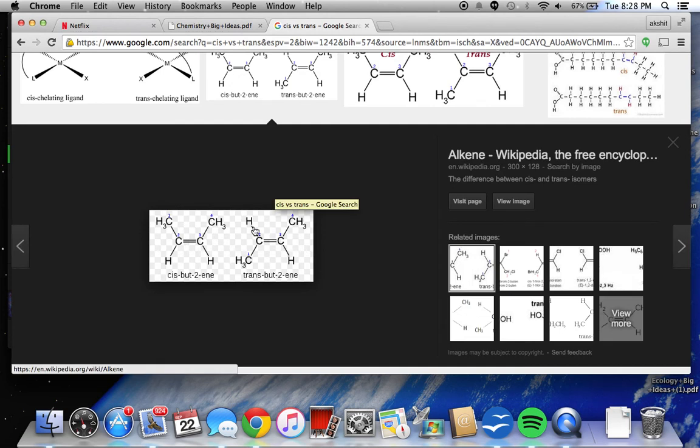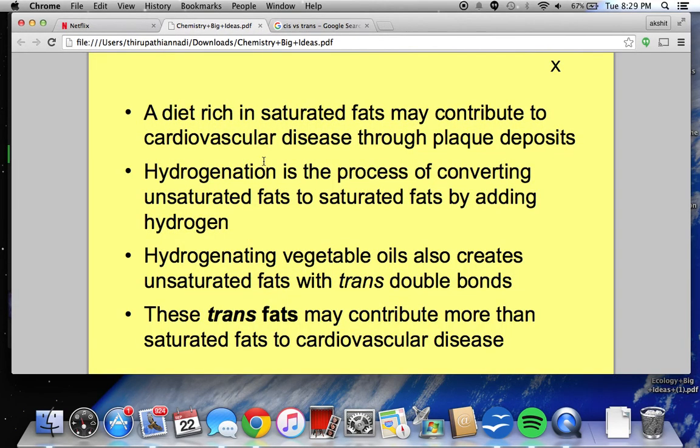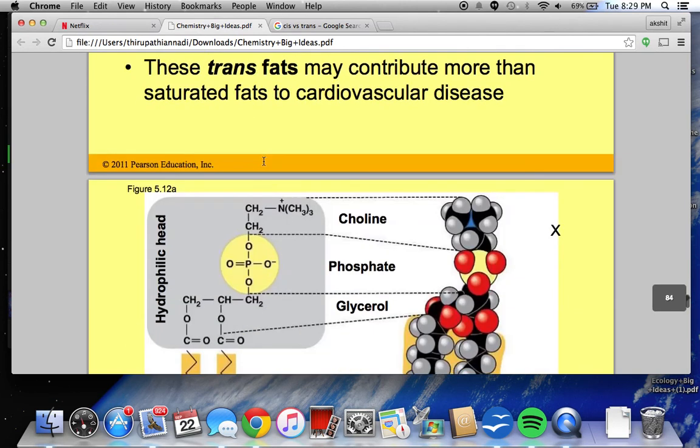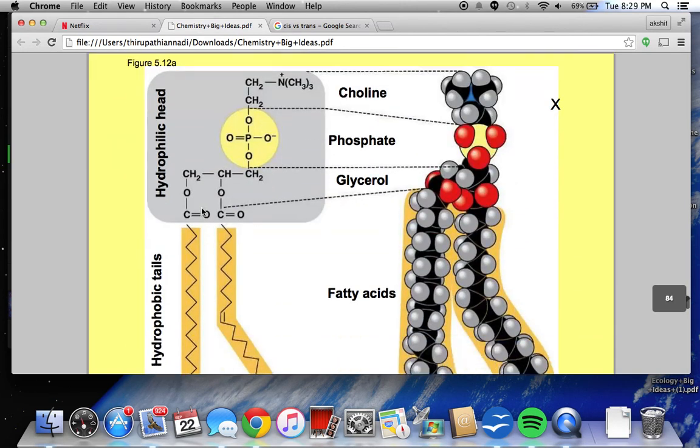So a cis double bond is when the hydrogens attached to the carbons are in the same direction. As you can see, the chain goes like this, it comes through here, the double bond's here, and the hydrogens are on one side. But in a trans bond, the H's are on opposite sides, and the chain goes in like a step. I don't know specifically why this is bad, just know that trans means bad.